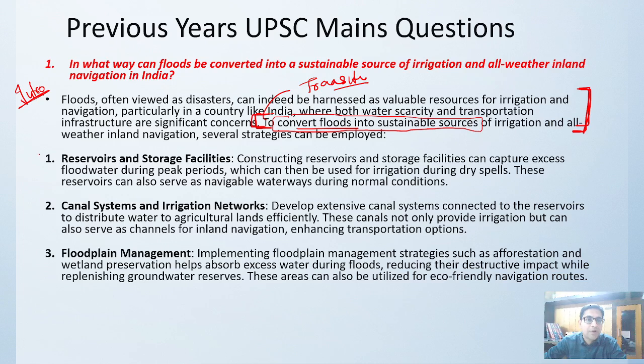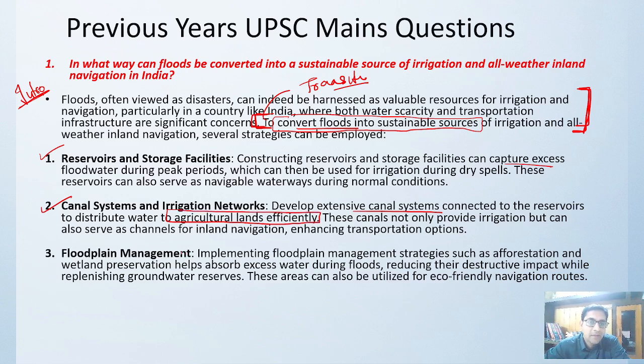So first, the point is that reservoir and storage facilities have to be developed. If you want to catch the water of the flood, you have to develop reservoir and storage facilities that can capture the excess flood water during the peak period. Then you need a separate canal system and irrigation network. After keeping the water in the reservoir, how are you going to utilize it? It is by developing an extensive canal system, so that we can send the water to the agriculture fields efficiently. That is the second point.